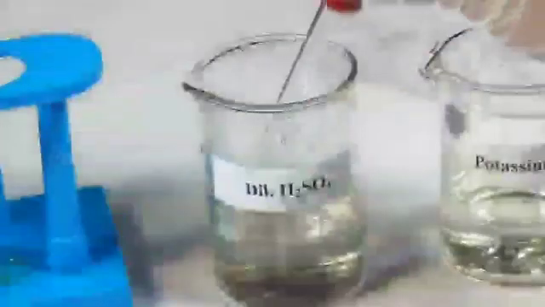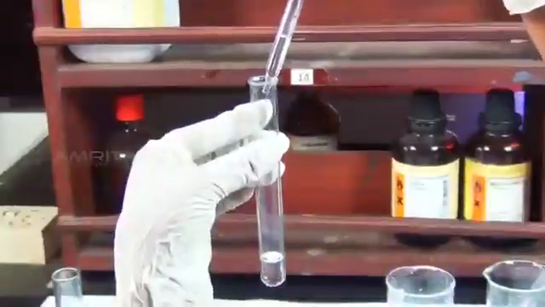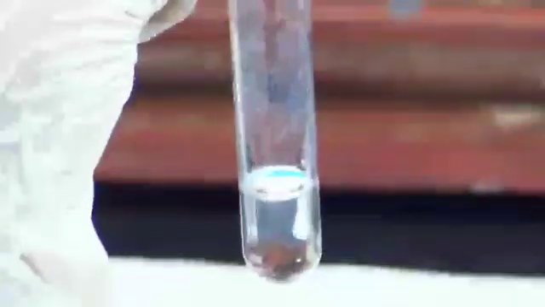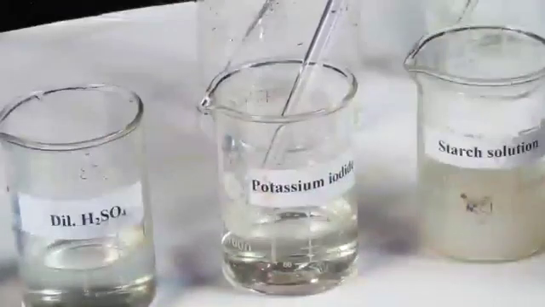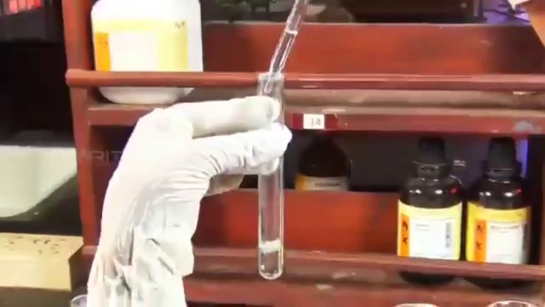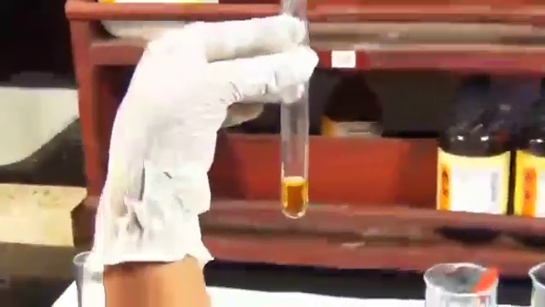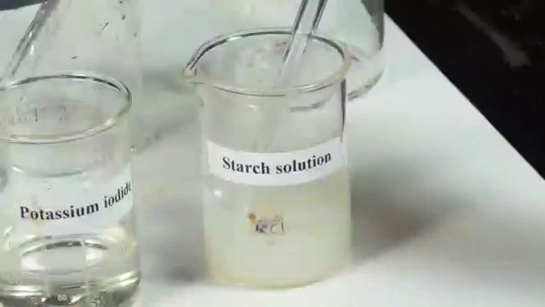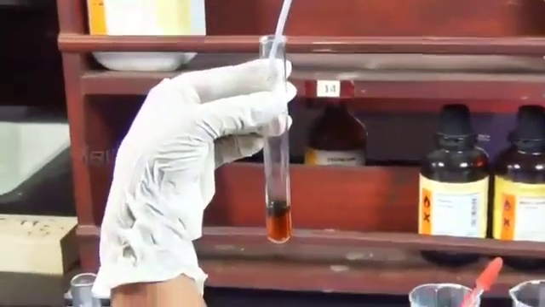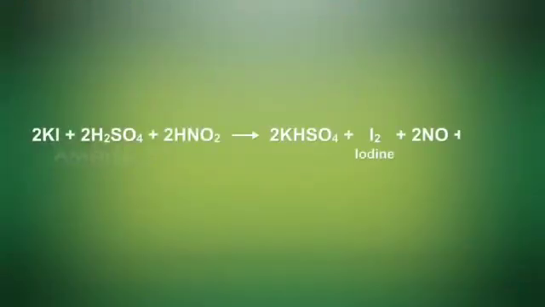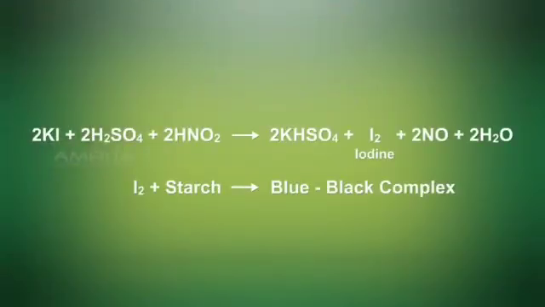To this, add a small amount of dilute sulfuric acid using a dropper. Now, add a few drops of potassium iodide solution using a dropper. Then, add a small volume of freshly prepared starch solution using another dropper. Nitrite reacts with potassium iodide and dilute sulfuric acid to liberate iodine, and the liberated iodine reacts with starch to form a blue-black complex.